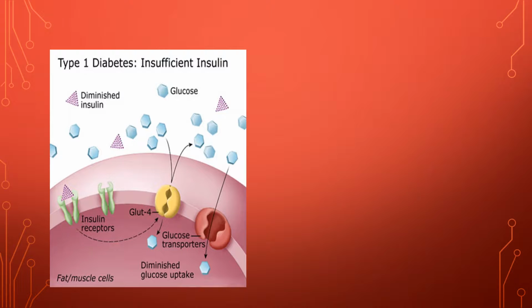Okay, so let's talk about what causes diabetes. This is showing type 1 diabetes, where there's insufficient insulin production by the beta cells of the pancreas. Insulin's job is to cause the cells, mostly the muscle cells, to take up sugar.